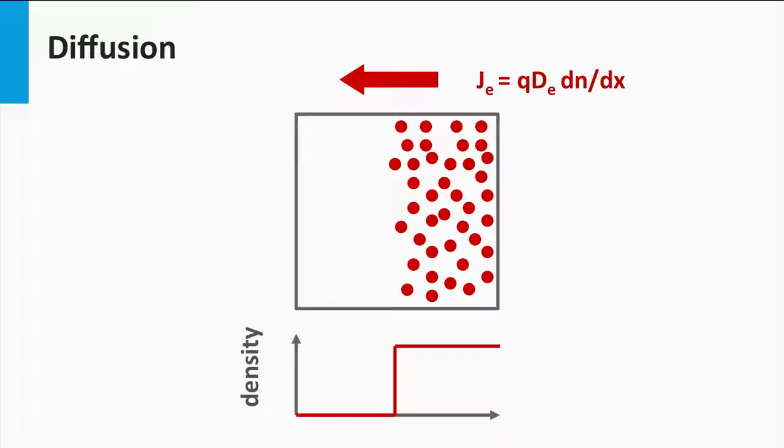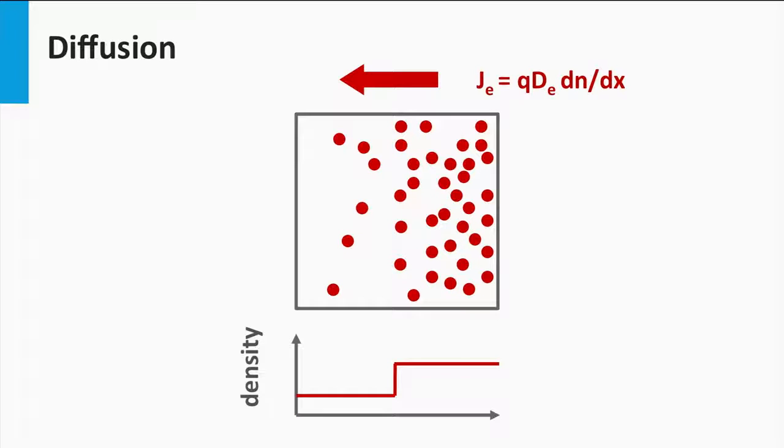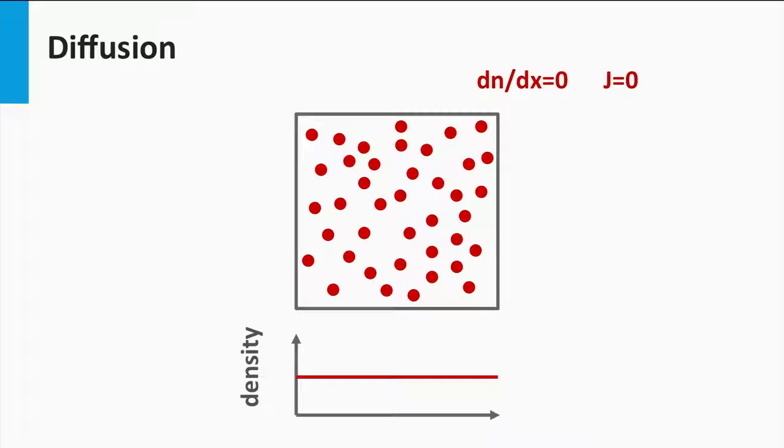Je in this case is the electron current density expressed in current per area. Q is the elementary charge. D is the diffusion coefficient of the electrons, and dN/dx represents the density gradient in direction x. Diffusion of electrons results in a net movement of electrons to the location with lower electron densities. Diffusion will be present as long as there is a density gradient. The same equation is valid for holes. Diffusion of holes results in a net movement of holes to the location with lower hole densities.